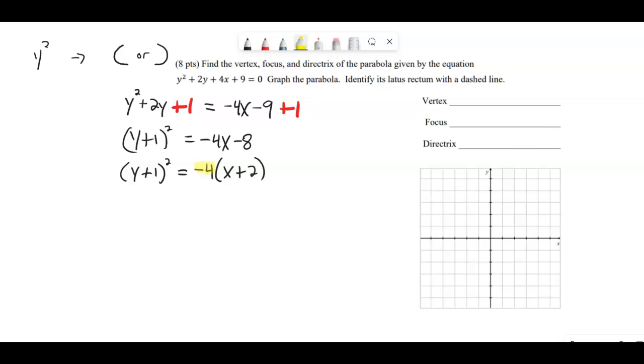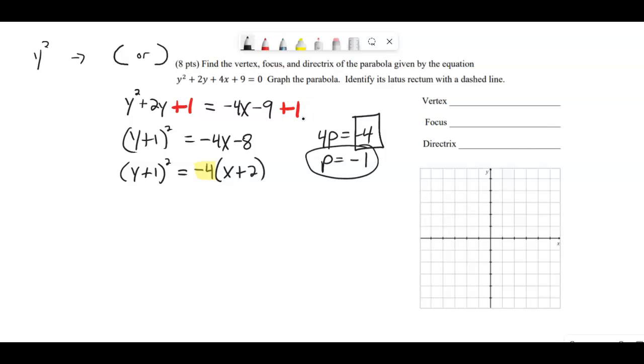Now the coefficient of the right side linear term, in this case the x's, is actually 4p. 4p equaling negative 4 gives us p equals negative 1. That'll be important to know. As well as the negative 4, the absolute value of that, is also important to know.